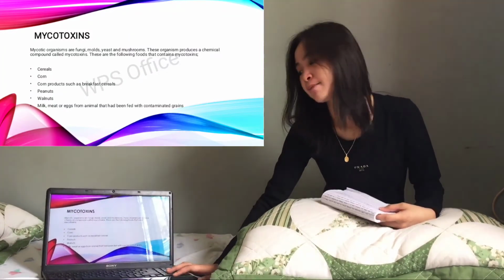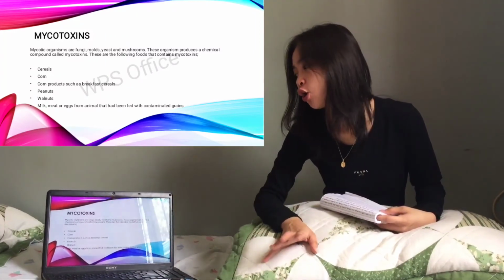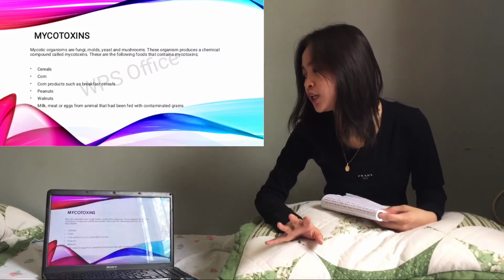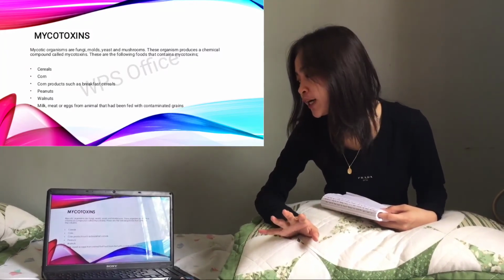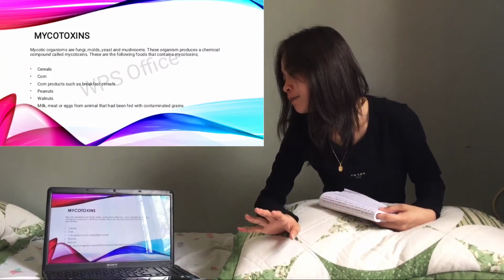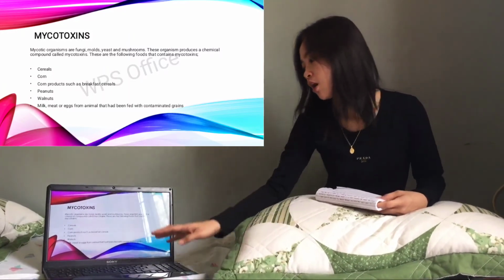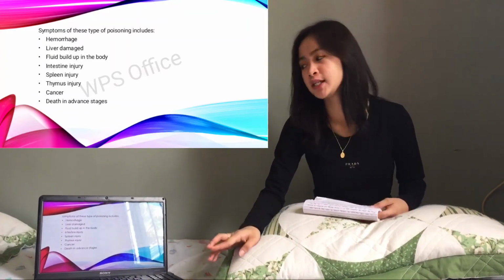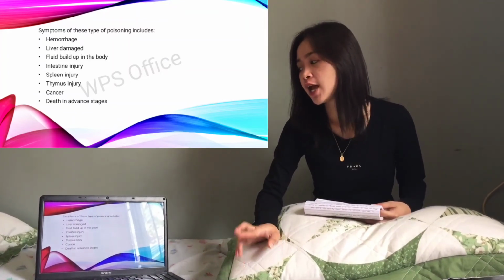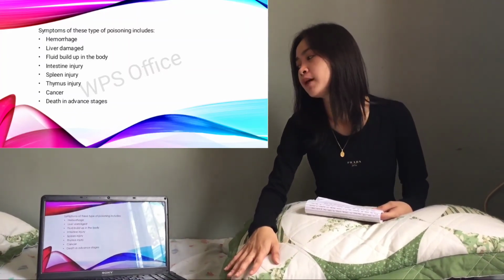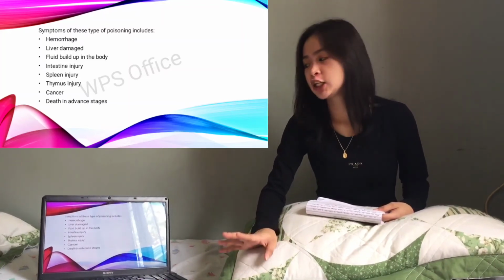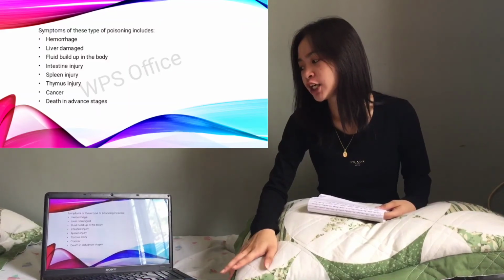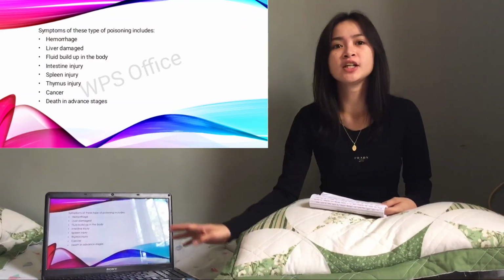So these are some foods that have mycotoxins: the cereals, corn products such as breakfast cereals, peanuts, milk, meat, or eggs from animals that had been fed with contaminated grains. So these are the symptoms of this type of poisoning. First is hemorrhage, liver damage, fluid build up in the body, intestine injury, spleen injury, thymus injury, cancer, and death in advanced stages.